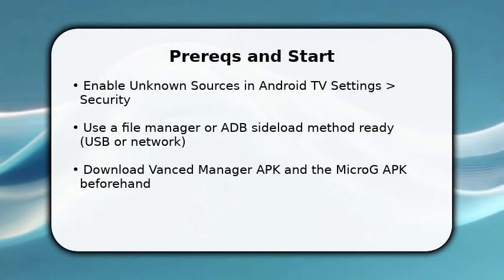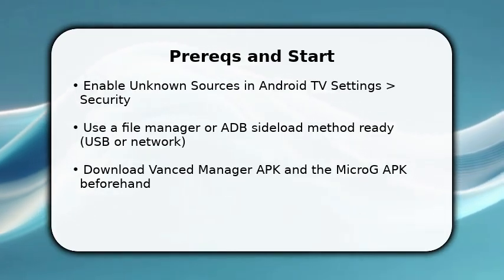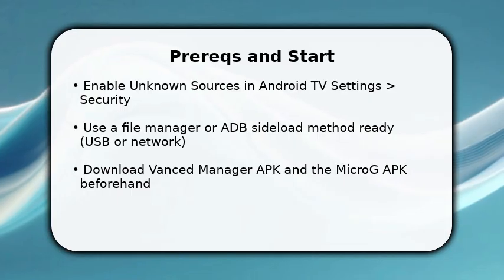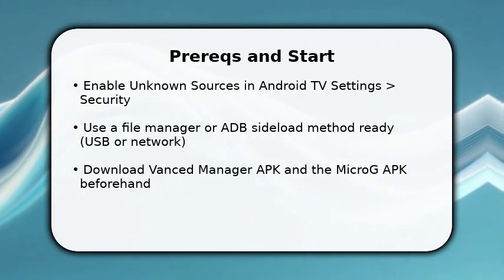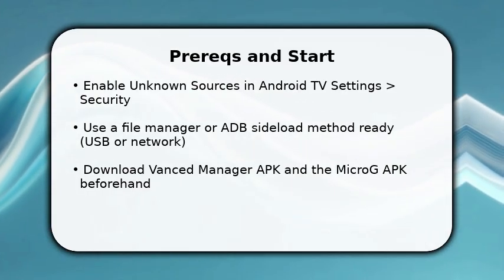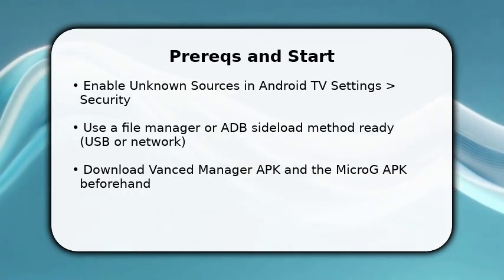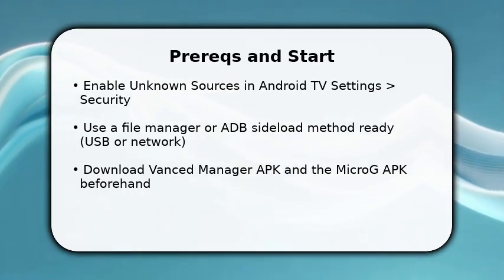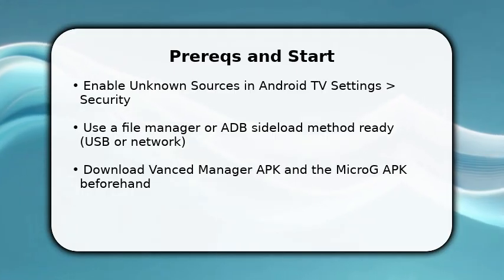Enjoy the video. You begin by preparing your device. Enable unknown sources so installs outside the Play Store can run. Once done, transfer Vanced Manager APK and Micro G to the TV via USB, network share, or ADB. Make sure file permissions are intact.